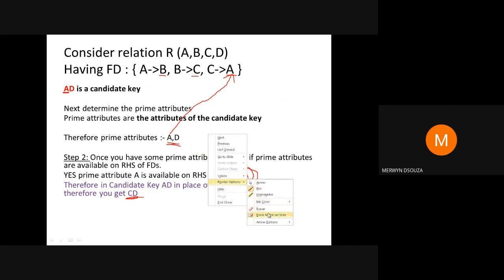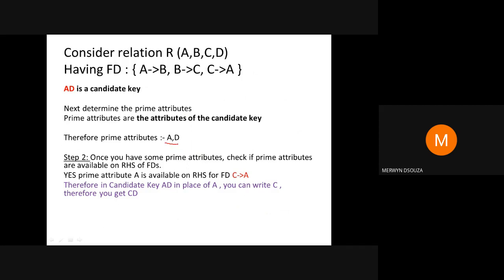I hope you understood. I'll repeat this. Once you have found out the prime attributes, check whether the prime attributes are there on the right hand side. Here we find that the prime attribute is there on the right hand side. So for this candidate key, using this functional dependency, since it says C determines A, we replace this A with C and we get CD.